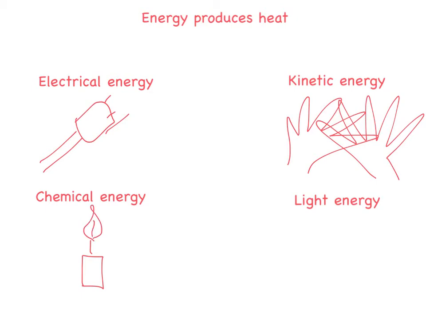And light energy from the sun is converted into heat as the sun's rays warm up the Earth's surface. This is called radiation. So as you go wandering around trying to find heat sources, if you find something that warms up your hand, you can rest assured that you've probably found yourself a heat source.